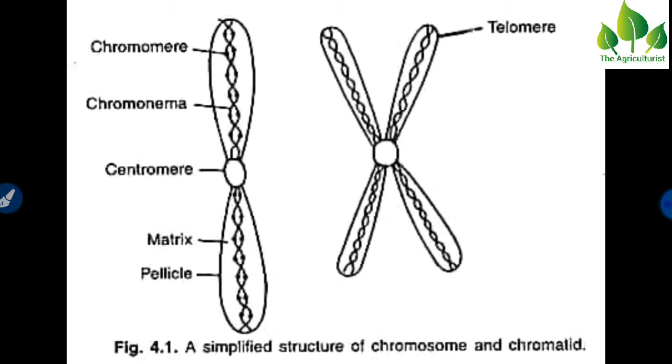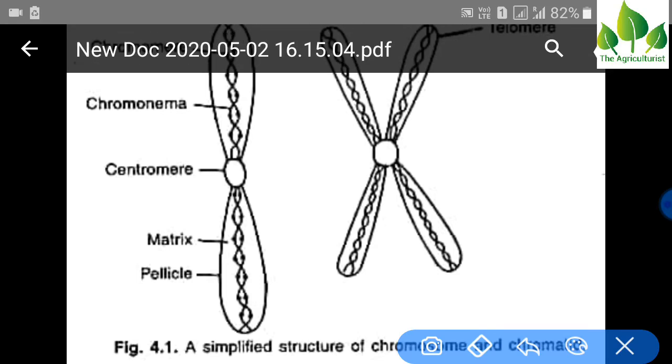And you should remember one thing from here: the first discovery of chromosome was done by Strasburger in 1875 and the term chromosome was given by Waldeyer.